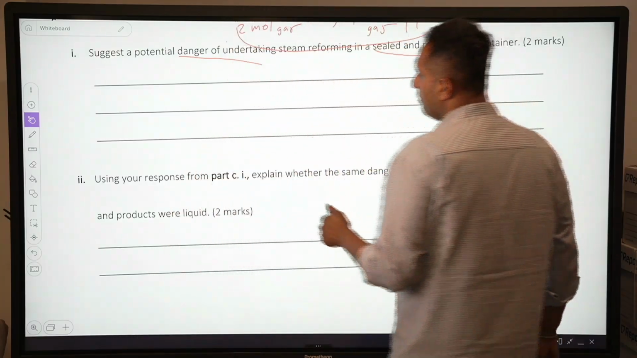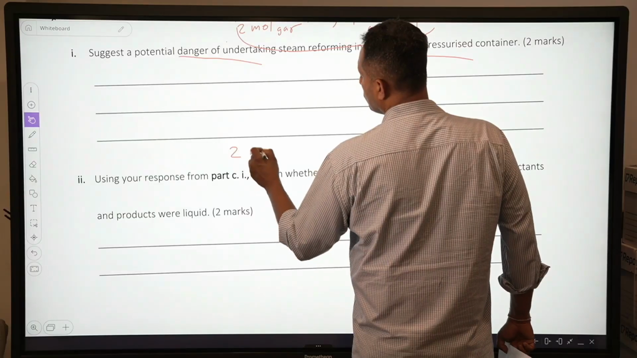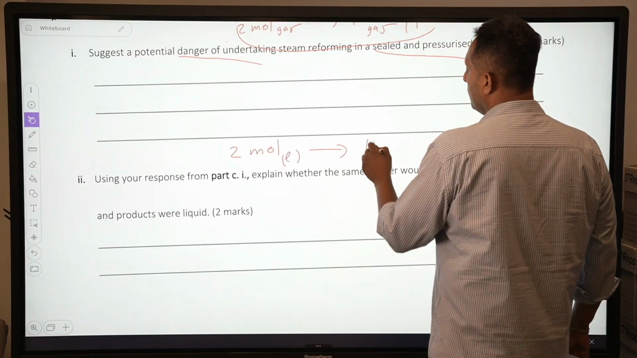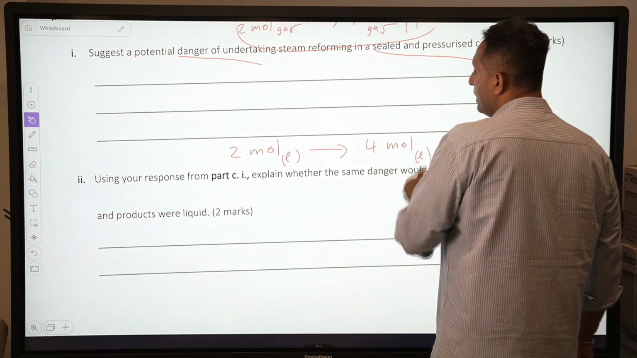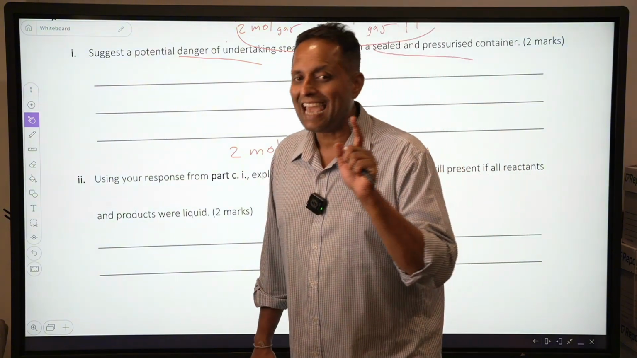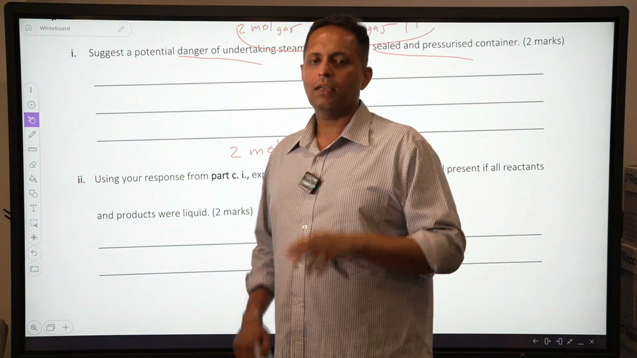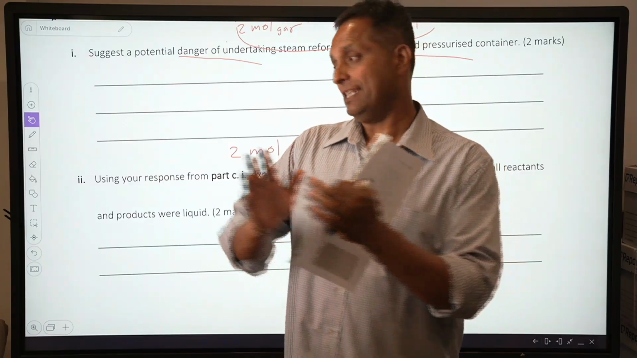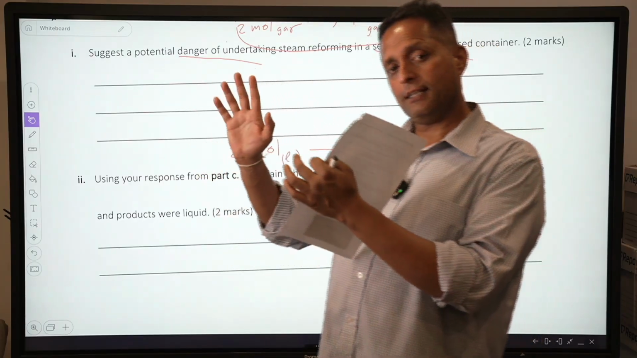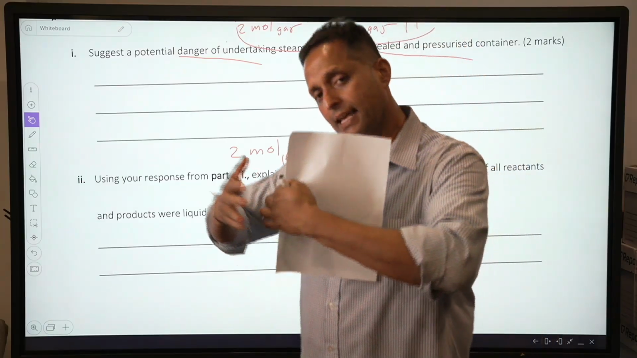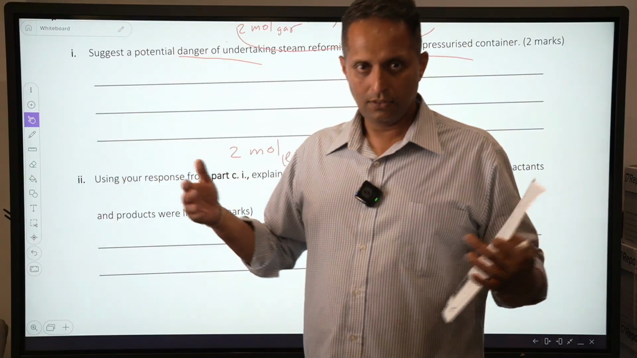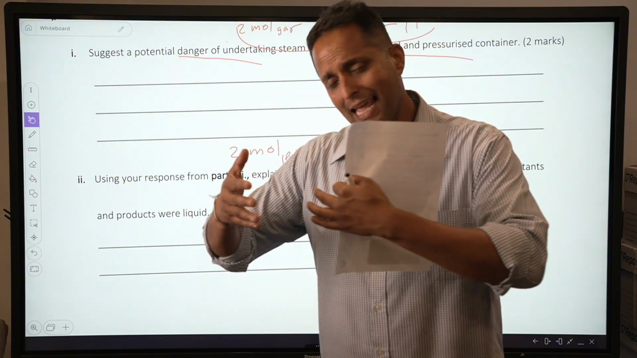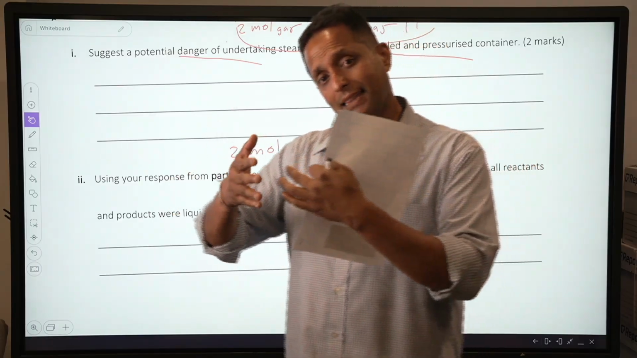Now listen, what happens? In this case you are starting with 2 moles of liquid and converting into 4 moles of liquid. Now this is liquid, not gases. Even though the change in number of moles is the same, previously they were gases. Gases can expand. Do you think liquid can expand? A very small amount. A liquid cannot expand the way the gas expands.